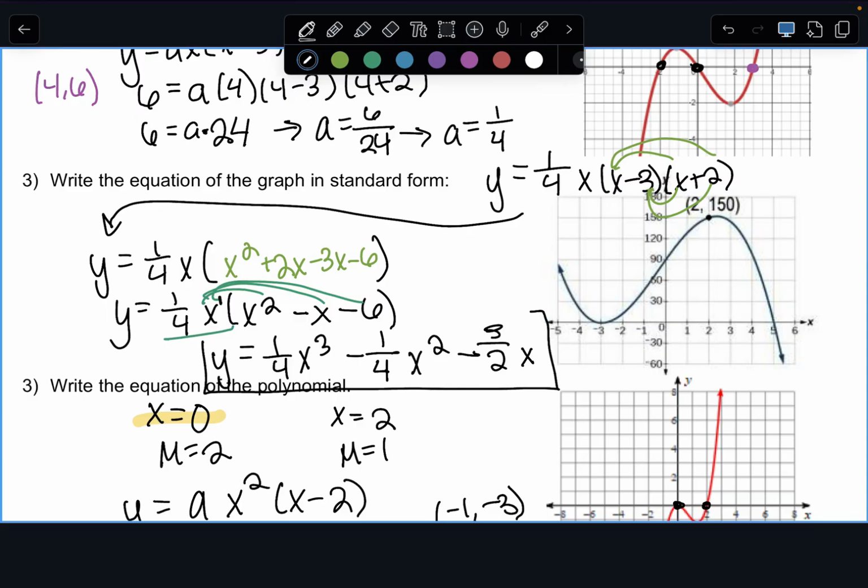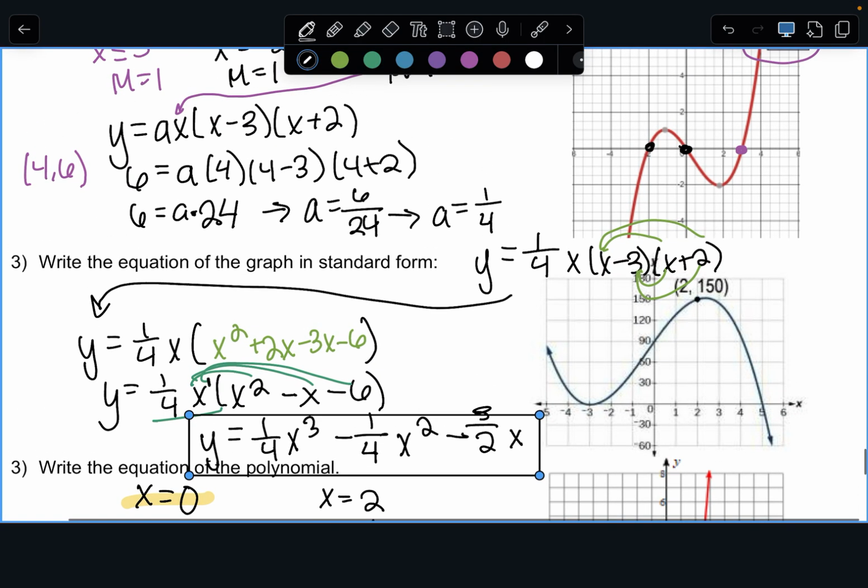That is my final answer, only because it specifically asked to write it in standard form. If it doesn't say to write it in standard form, don't worry about it. You don't have to. Leave it like this. But if it says to write it in standard form, you have to take the extra step of actually multiplying everything out.